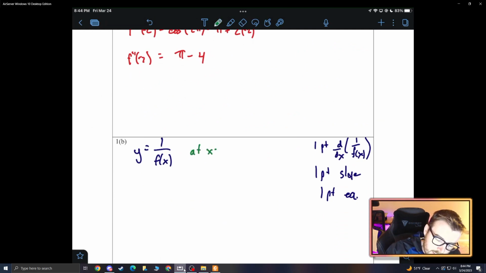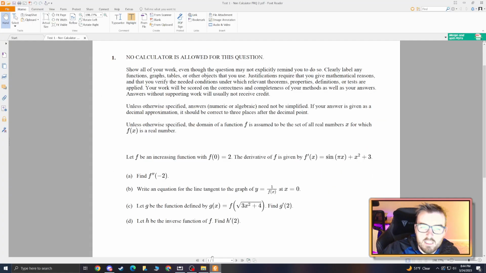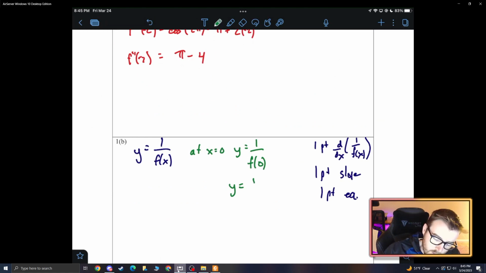So at x equals 0, y equals 1 over f of 0. Well, what is f of 0? We kind of need to know that. Well, can we plug f into the function? We don't know the function. Do we integrate this and solve for f? Please don't, because guess what? It's right here. F of 0 equals 2. So 1/2. So the point is 0, comma 1/2.